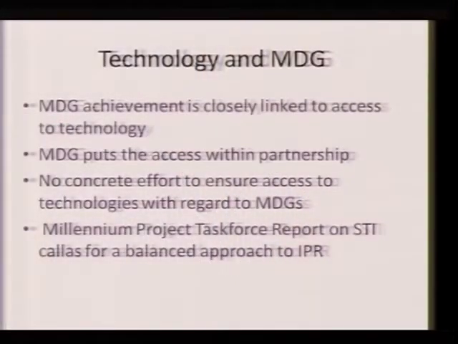As far as technology and the MDGs are concerned, if you look at all the MDG goals, all 7 MDGs, I'm not going to comment on the last goal, everything is linked to technology. If you have access to technology, you can always achieve the goals in a much easier manner. But when you look at the targets, you find access to technologies only in goal 8, within the partnership framework. You don't find, on HIV/AIDS or even reproductive health, any target on access to technology. So this is an issue.